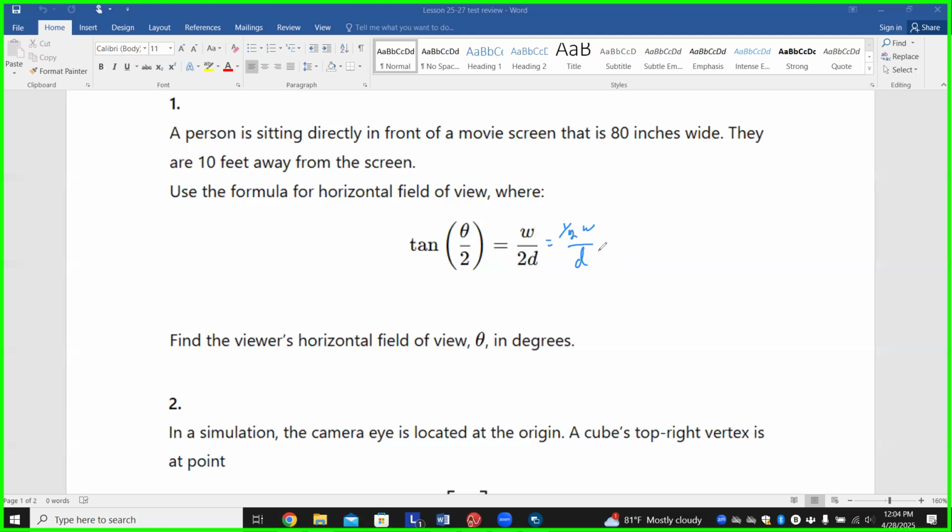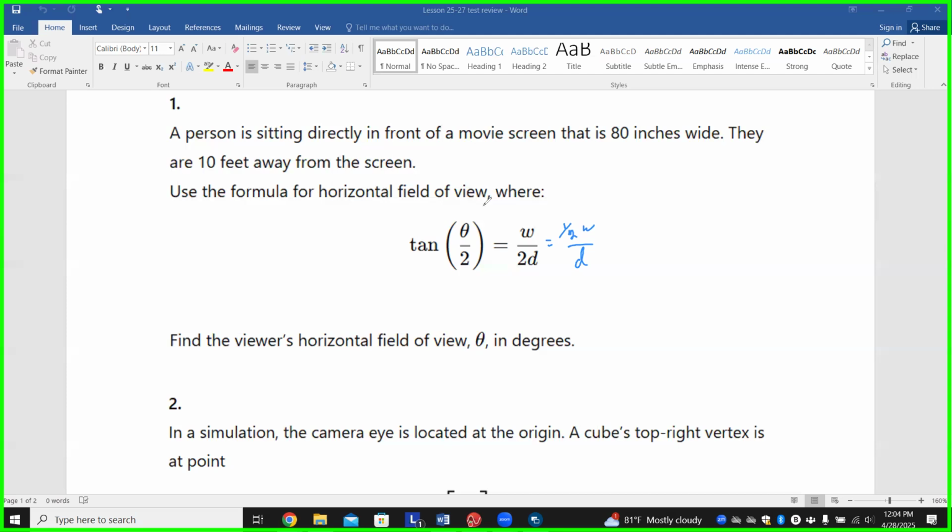It just wants to know what is that horizontal field of view, theta, in degrees. Couple things you need to watch out for on this problem. Notice that the screen is in what? And the distance is in what? It does not matter which direction you go, but they all need to be the same unit. So they all need to be inches or they all need to be feet. Let's do feet. Okay, that's fine. Feet or inches doesn't matter to me.